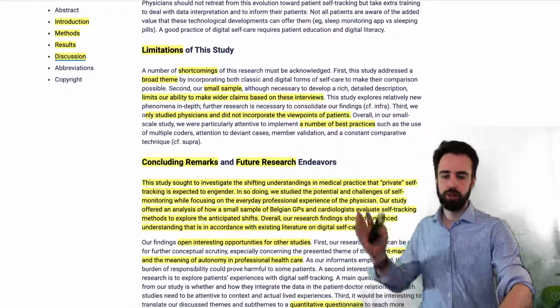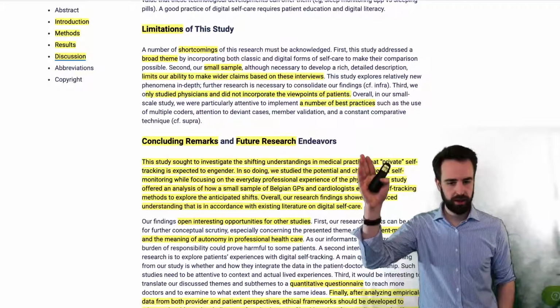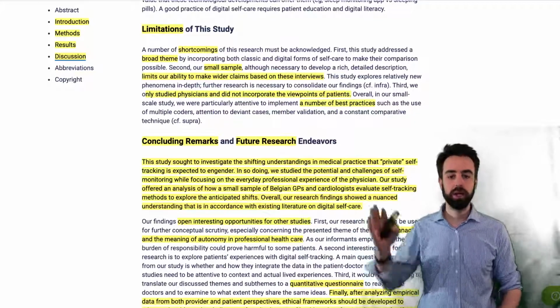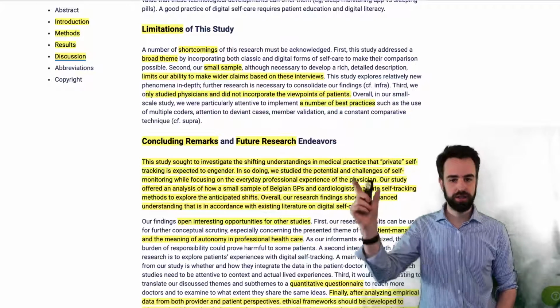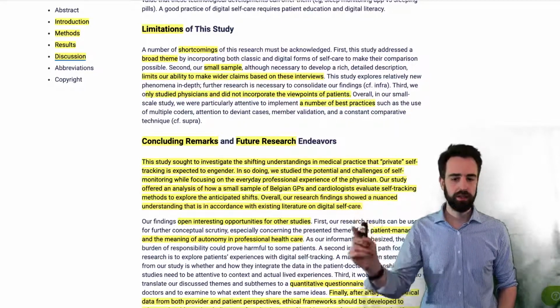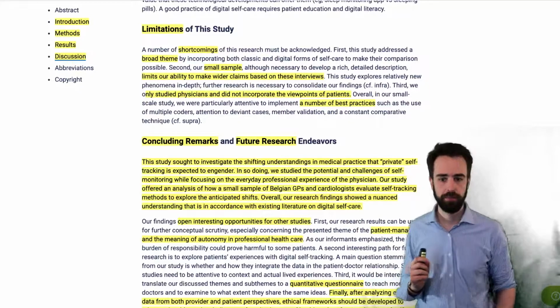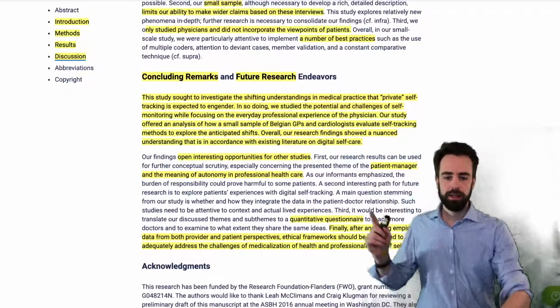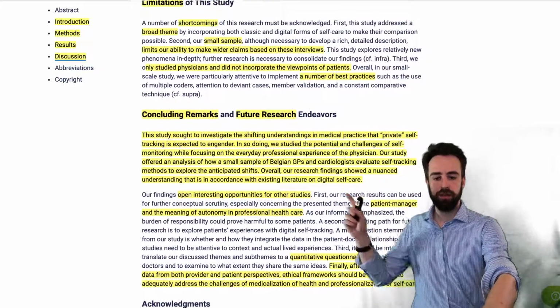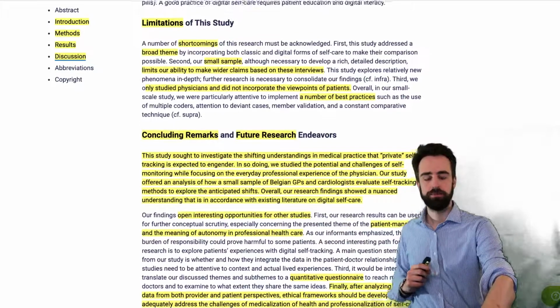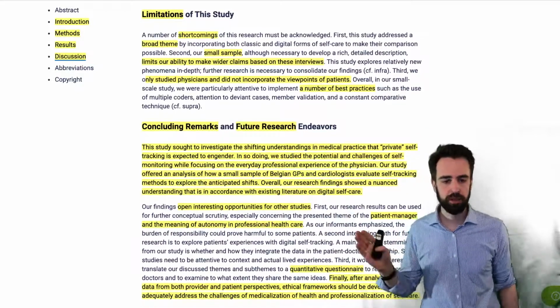And then we have the concluding remarks. So we have in the first paragraph a short summary of the study, what it was, what it did, and what the results are. And then it says there are some interesting opportunities for future studies. So something for future studies.